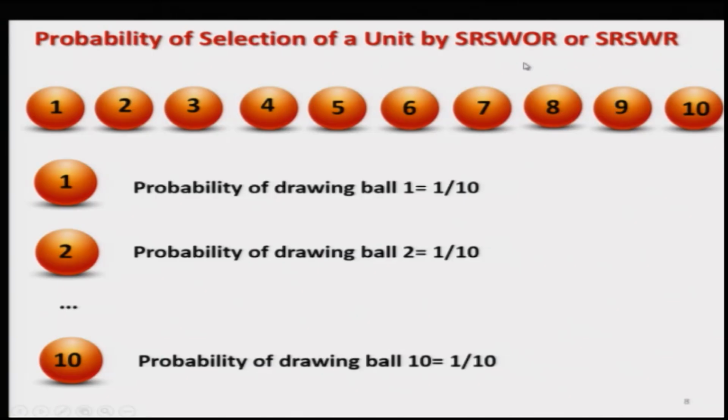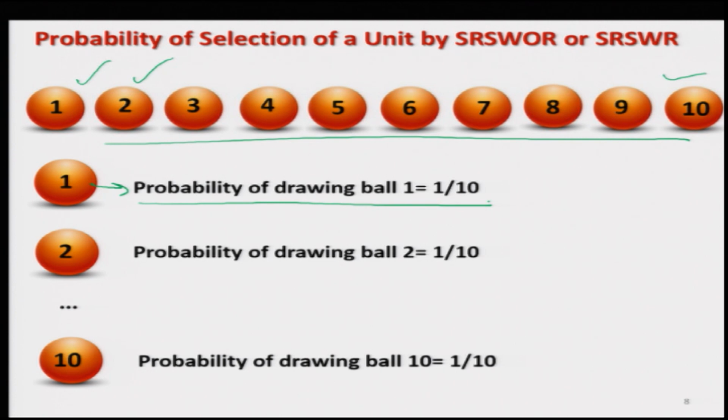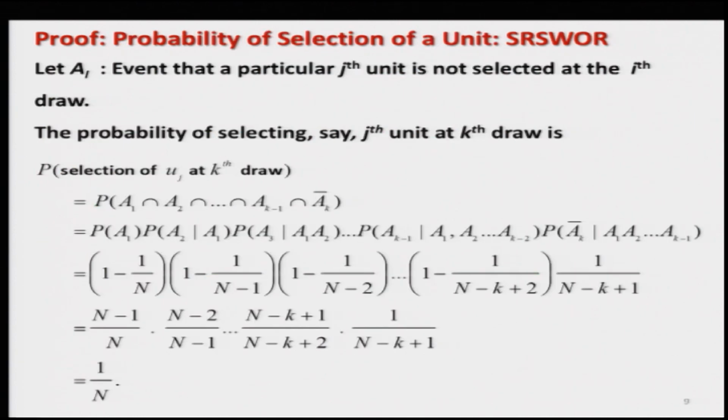So, now let me try to just explain it here a little bit, and then I will show you the proof of this probability. In the same example where I have taken 10 balls and numbered them from 1 to 10, when I say the probability of drawing a sampling unit is 1 upon N, that means if I want to draw ball number 1, then the probability of selection of ball number 1 is 1 by 10. Similarly, the probability of selection of ball number 2 is 1 by 10, and similarly the probability of selection of ball number 10 is also 1 by 10, right. Okay. Now, I give you here a proof of this probability.